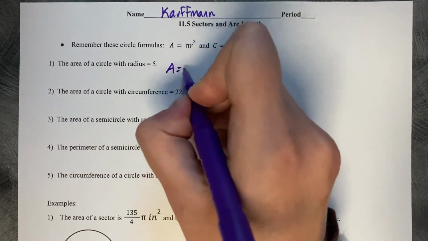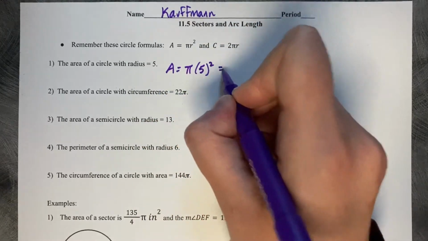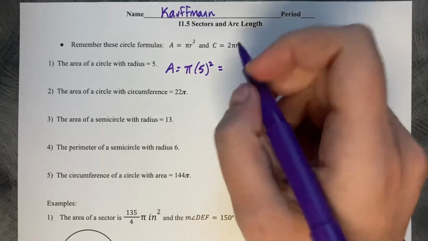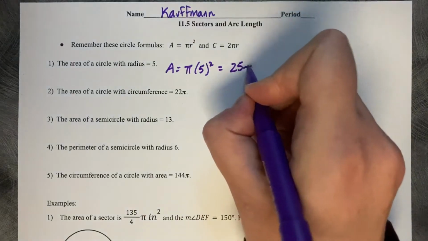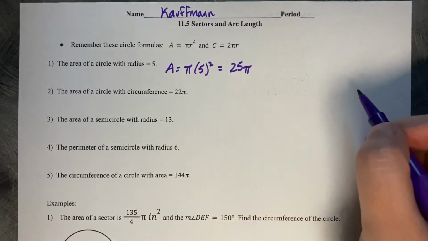So area is pi times radius squared. And we usually write the constant first, so 5 squared is 25, and then times pi. You can leave it like that.